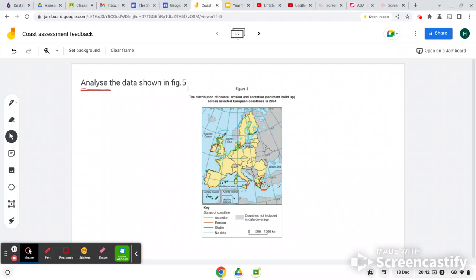For this question, the first thing I notice is that above 60 degrees north here, we've just got accretion. We've only got accretion. We've also got mostly accretion around the UK and the northern coast of France, and also here around Denmark. Again, we've got mostly accretion. In the southwest, in the Mediterranean Sea, we've got mostly erosion.